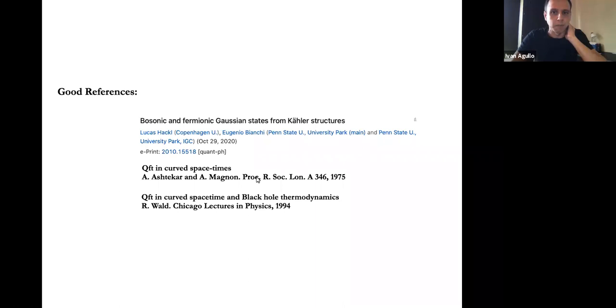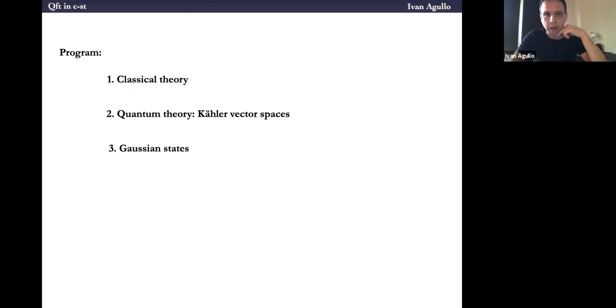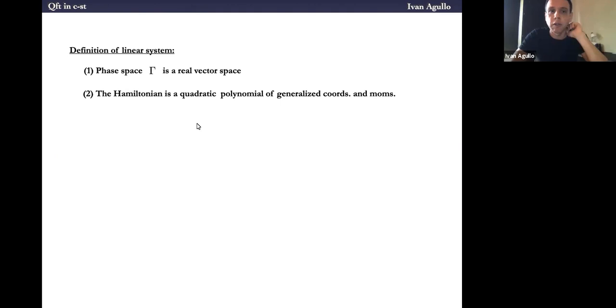Okay, this section: classical theory, quantum theory, Fock vector spaces, and then something short about Gaussian states. Classical theory. First of all, let me say what I mean by a linear system. A linear system is made of two ingredients. One, the phase space needs to be a vector space, it cannot be a manifold, it has to be a vector space. This is important because in a vector space we have global coordinates, so we don't need to worry about different charts. This is a mathematical condition.